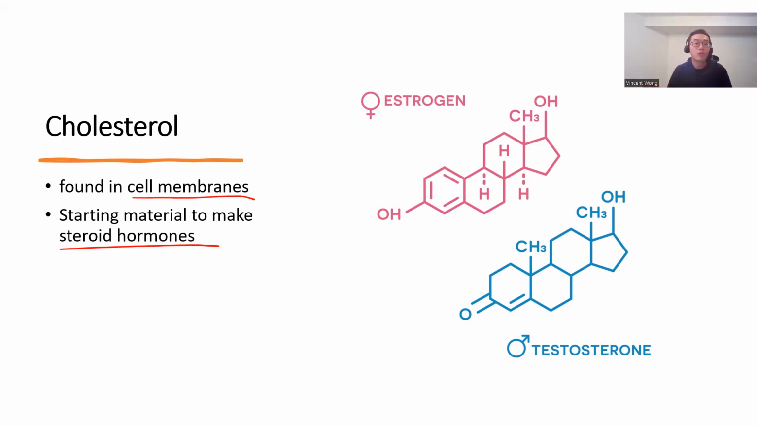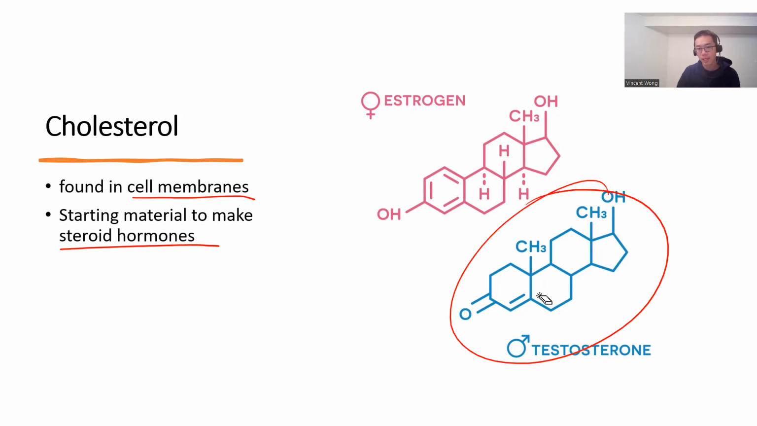And we also need cholesterol to make steroid hormones. Okay, not all hormones are lipids. A lot of them are actually proteins. Okay, but for the steroid ones, many of them use cholesterol as a starting material. So examples of steroid hormones are the sex hormones. In males, the sex hormone is testosterone. That's what it looks like. Again, you see the ring structure in the middle, the 4 rings, and then a bunch of functional groups.